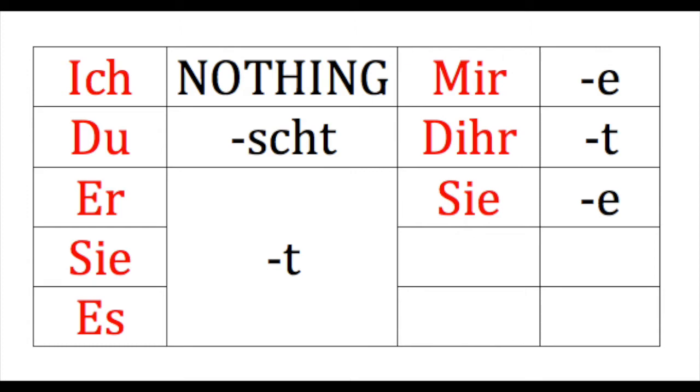E-T-E. In the previous video, I said it'd be good if you memorize these pronouns in the right order. Ich, du, er, sie, es, mir, dir, sie. Now you can see why, because now you can memorize just the endings. Nothing, S-C-H-T, T, E-T-E, and you already know in your mind that's the ich, du, er, sie, es, mir, dir, sie. So those are the endings. Memorize those. You absolutely have to.